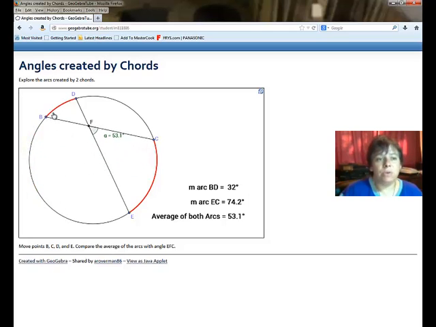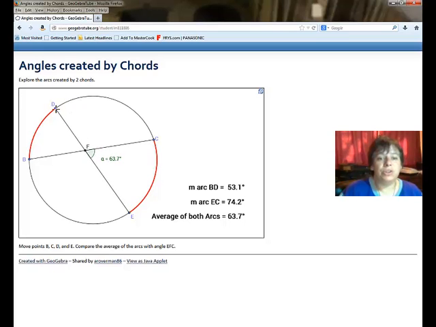And it doesn't matter how you set up these chords. They could be intersecting almost at one end, 43.9, 43.9. You could have it almost in the middle. It still works, 74 and 74. So the cool relationship that you see here is that this angle created by the two chords is the average of the two arcs. And how do you find the average of the two arcs? You add the measure of arc BD here and the measure of arc EC and then divide by 2.